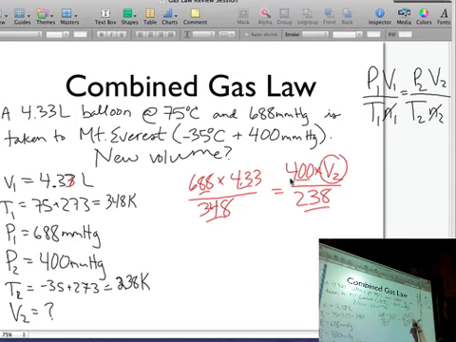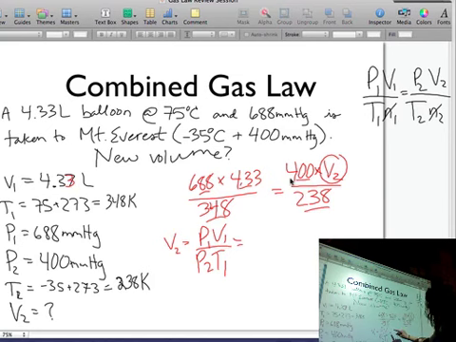How do you get V2 by itself? The thing is, I'm getting huge numbers. So the other thing you can do is to write the equation first, rearranged. To get V2 by itself, we're going to do P1 V1 T2 over P2 T1. I just got to put T up here.